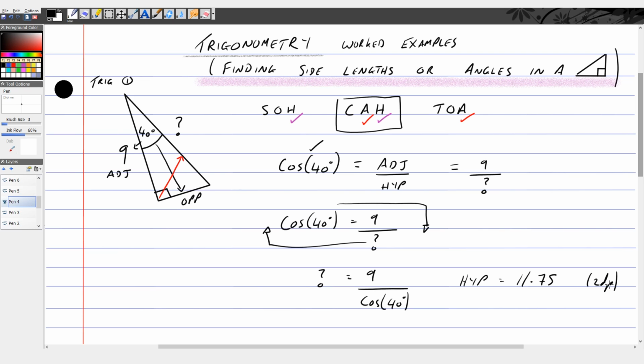That wasn't too bad. The calculator did all the work. We just need to remember how to rearrange the sine, cos and tan functions to get the side that we want, and that's explained in the video that I made that's about 20 odd minutes long. So we know now that this unknown side, the hypotenuse, is 11.75 units, the same units as all the others. If this was 9 centimeters, that'd be 11.75 centimeters. So with practice, you'll find these are actually quite easy.